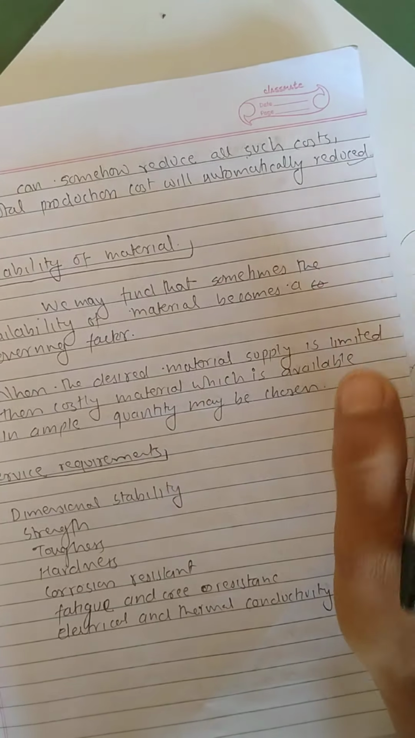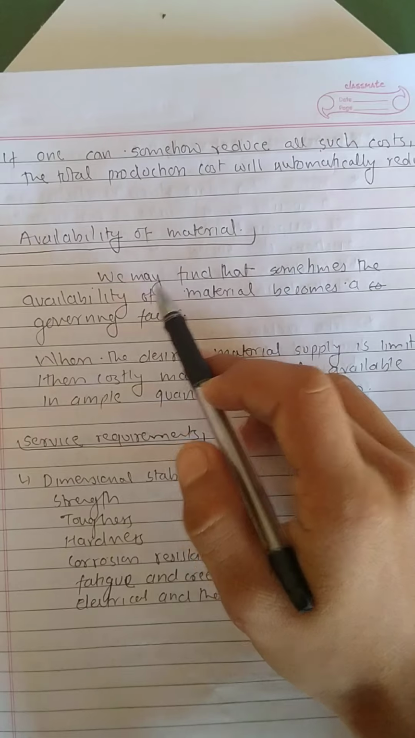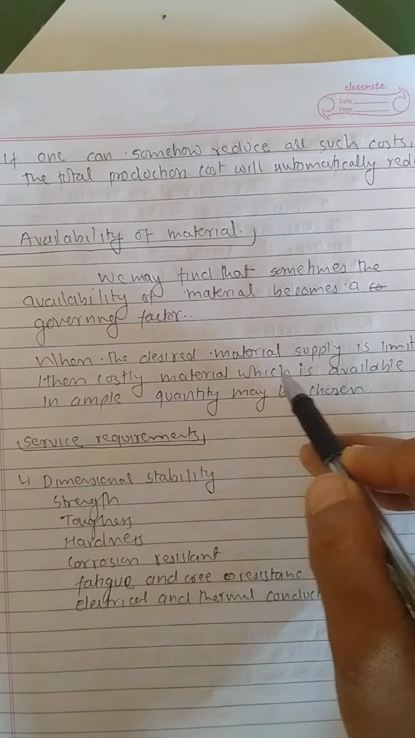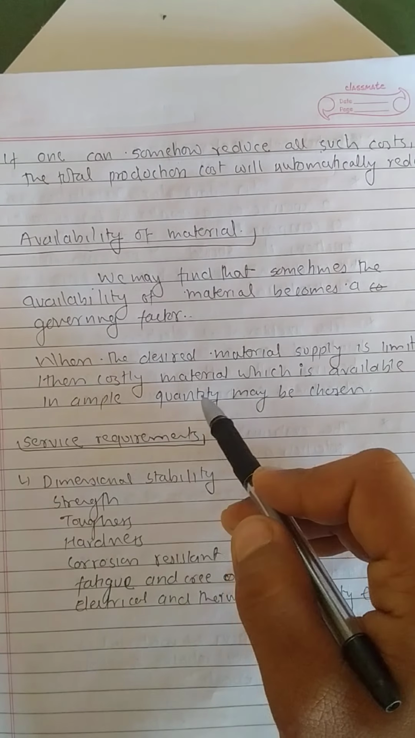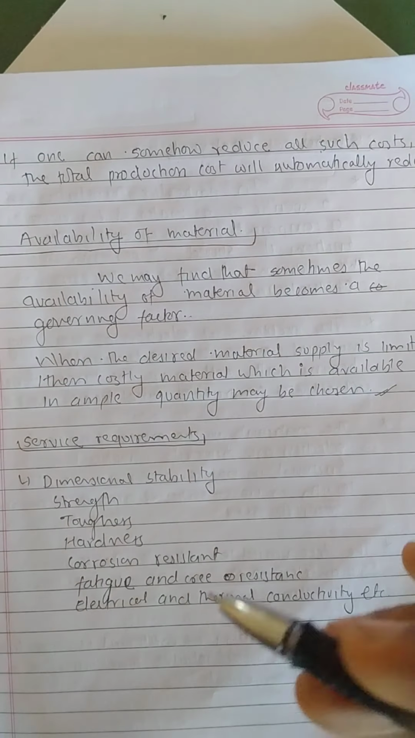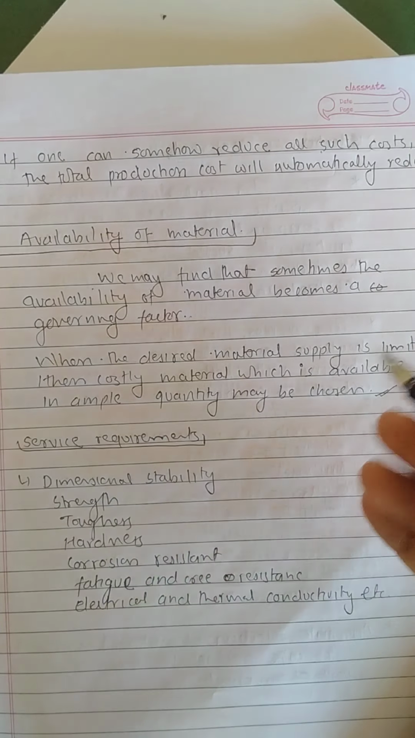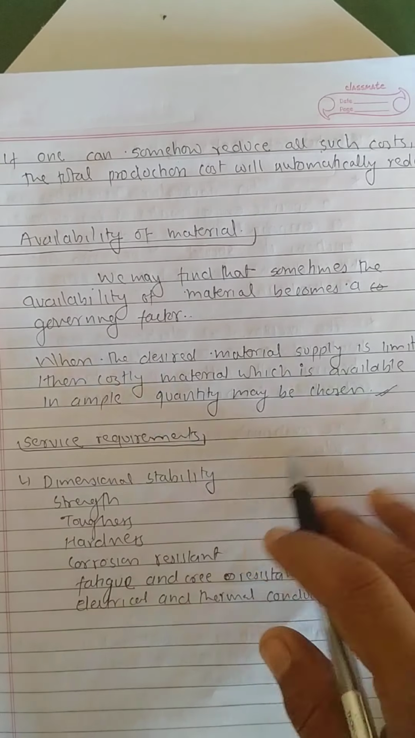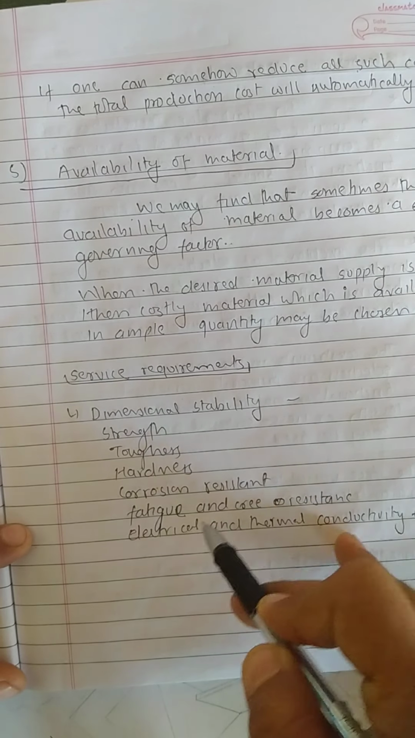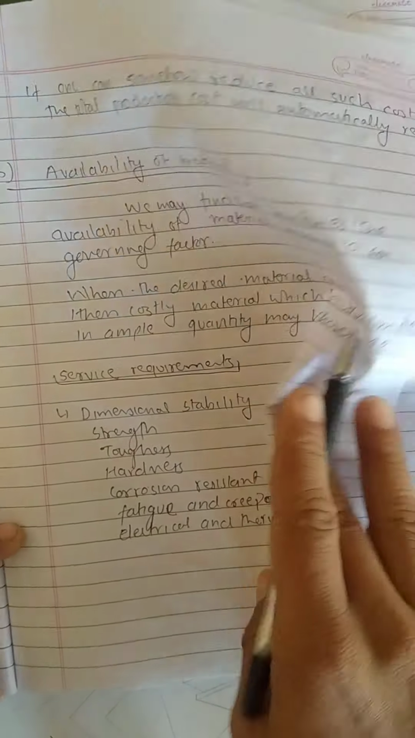Okay, guys, sometimes we may find that the availability of the material becomes a governing factor as well. When the desired material supply is limited, then a costly material which is available in ample quantity may be chosen. The material available in the market in ample quantity, we will use that material. And service requirement. What is service requirement? Dimensional stability, strength, toughness, hardness, corrosion, fatigue, and creep resistance, electrical and thermal conductivity, etc.